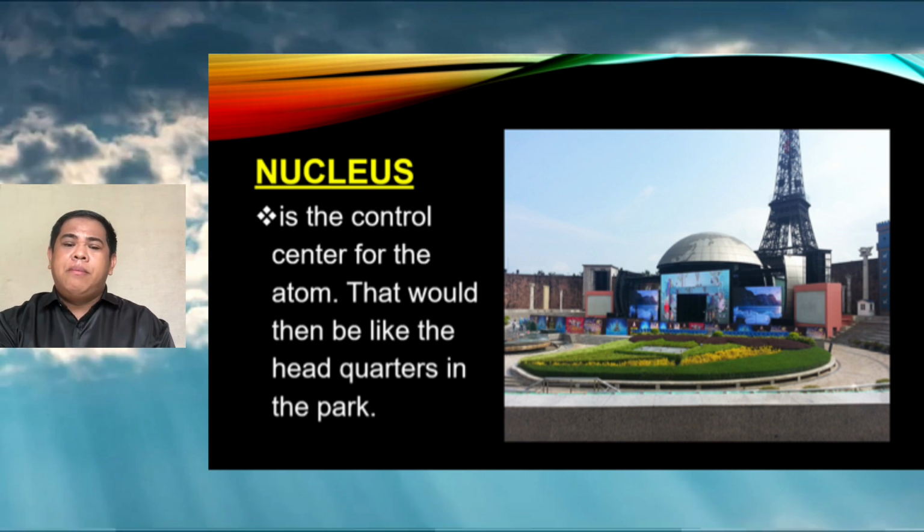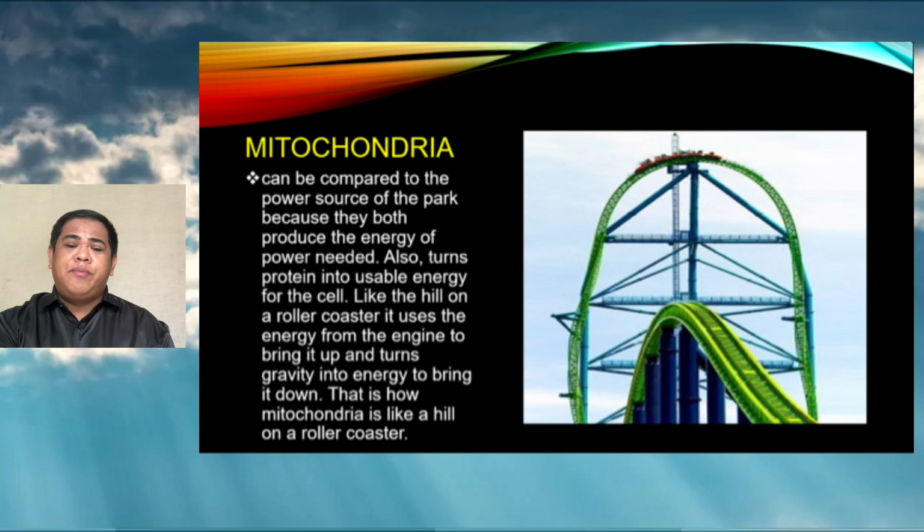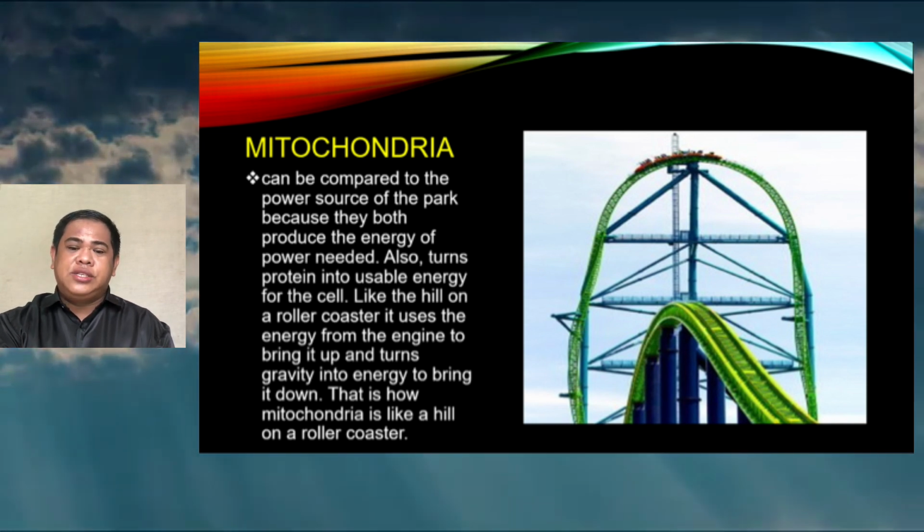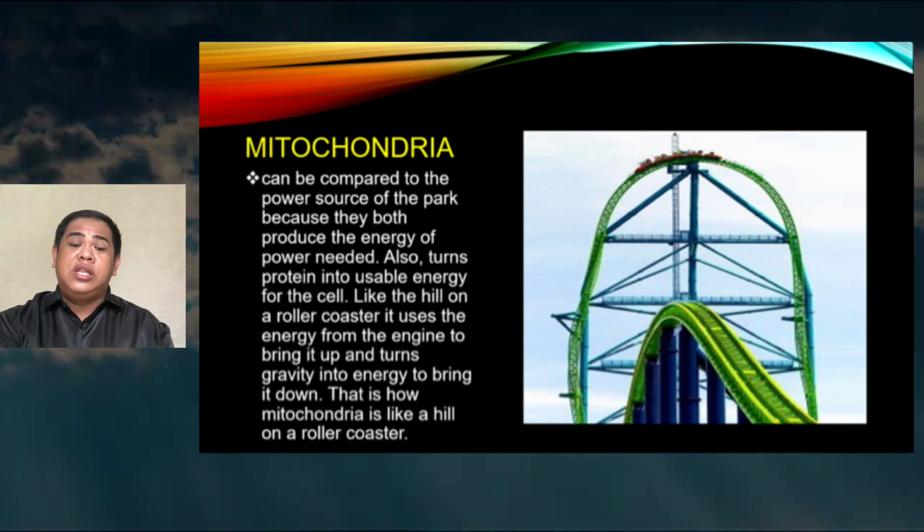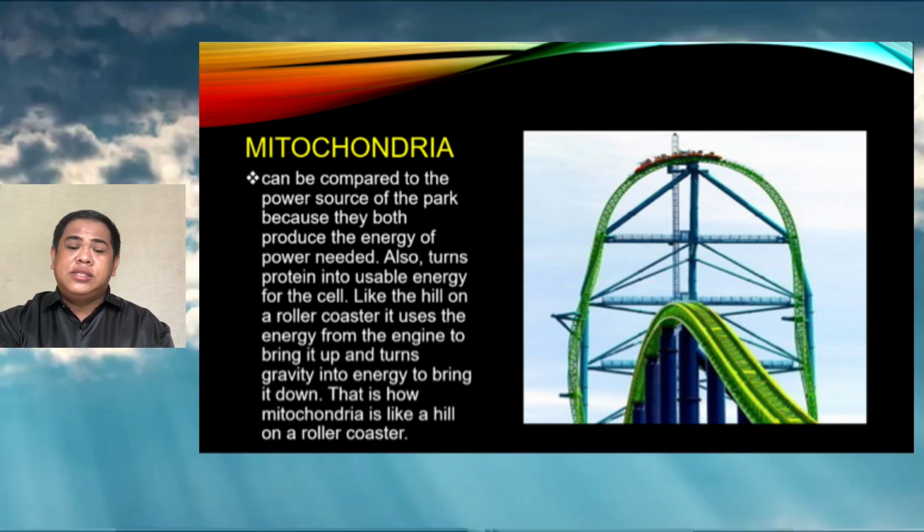And the mitochondria can be compared to the power source of the park because they both produce the energy or power needed. It also turns glucose into usable energy for the cell. Like the wheel on a roller coaster, it uses the energy from the engine to bring it up and turns gravity into energy to bring it down. That is how mitochondria is like a wheel on a roller coaster.